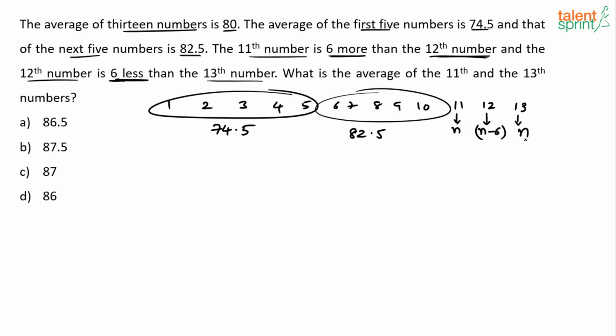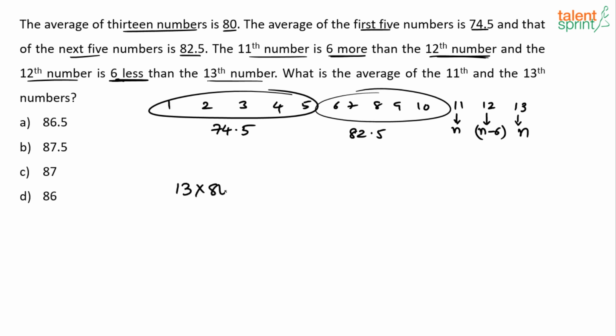You getting it? This is 13th number. This is 6 less. So n minus 6. This 11th number is 6 more than the 12th number. So n minus 6 plus 6 is n. So that's it. These are the numbers. Average of first 5, average of next 5, 11th, 12th and 13th numbers. And overall the entire set's average is 80. Now what do you do? Simply balance the sum.